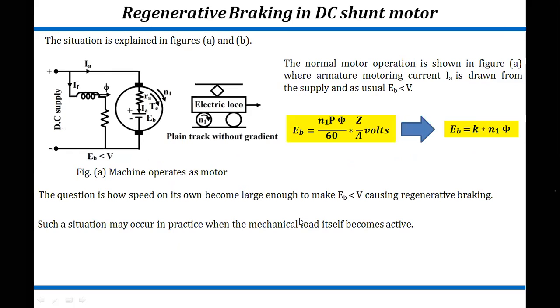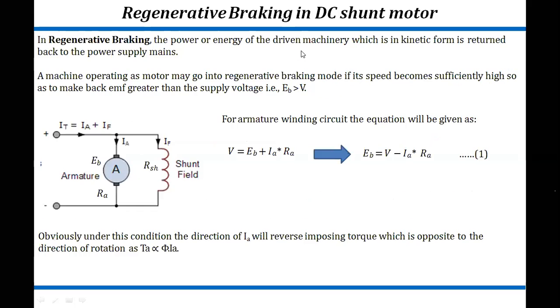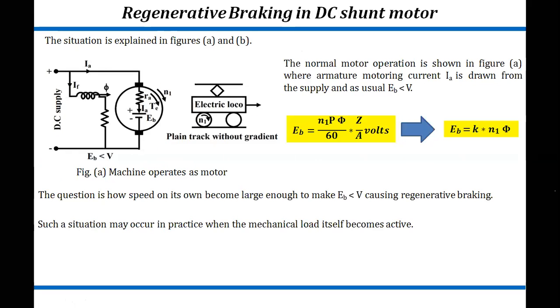So here, if we have the circuit of DC machines in practice, this is circuit diagram A and this is circuit diagram B. The normal motor operation is shown in the figure. How will it happen? We give the power supply here, this is nothing but the DC machine, and here we take the field winding.